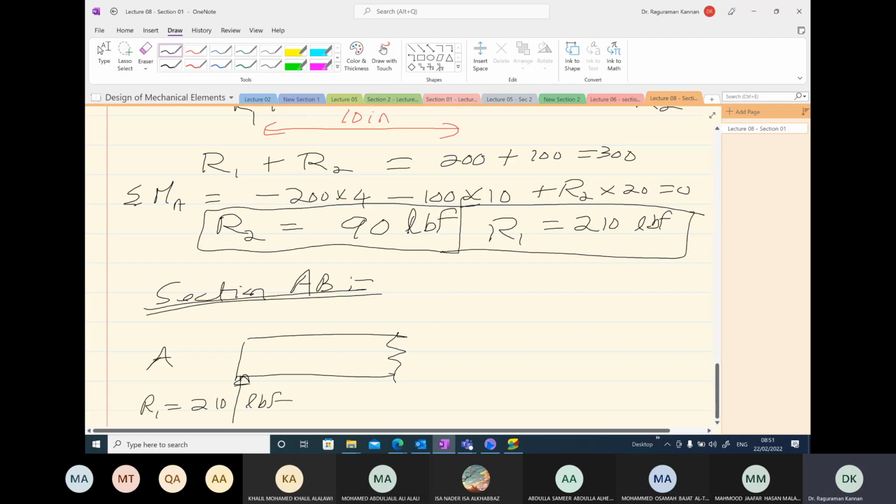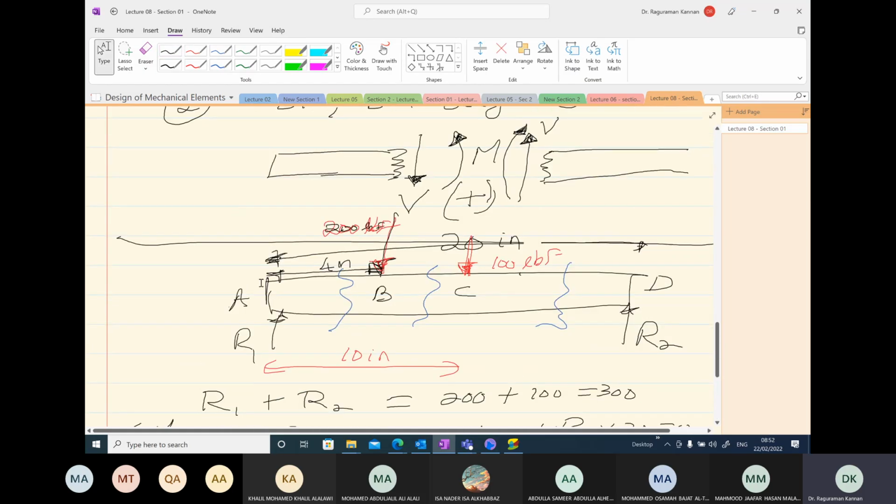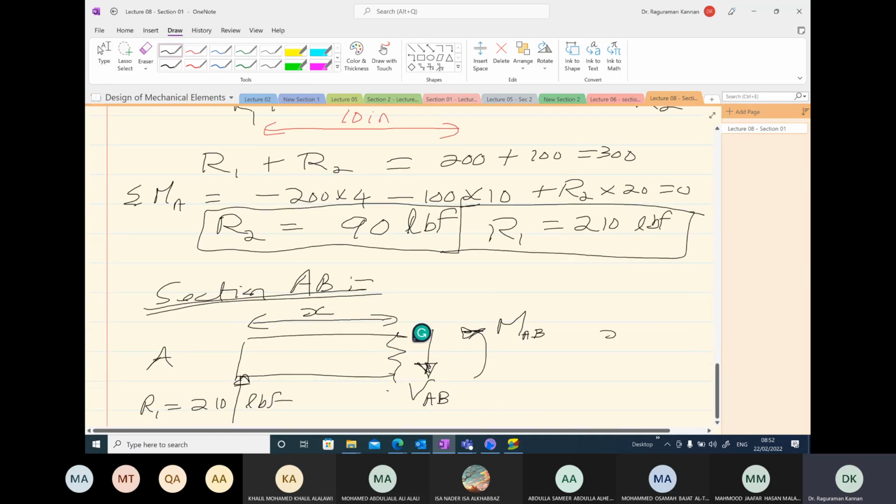Since we made a cut on the right hand side, we use the second sign convention to represent the internal force, and the bending moment should be directed in this way using the second sign convention. We assume this is some arbitrary distance x on the section AB here. The distance is 4 inches, so that means my x varies from 0 to 4 inches.